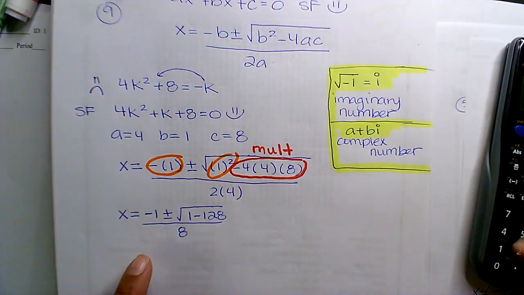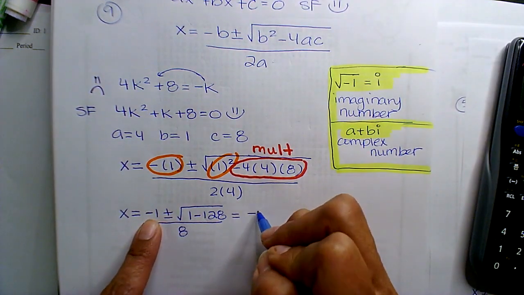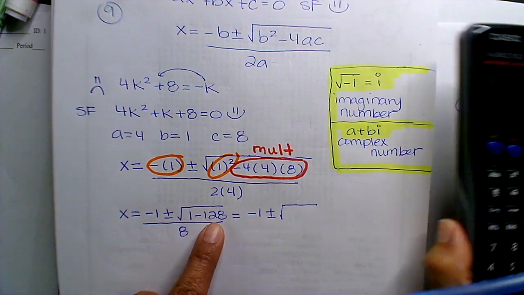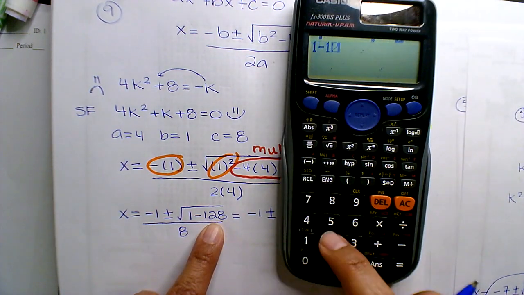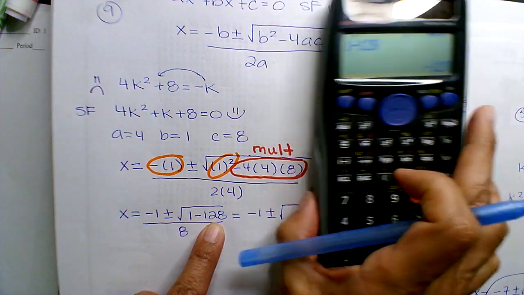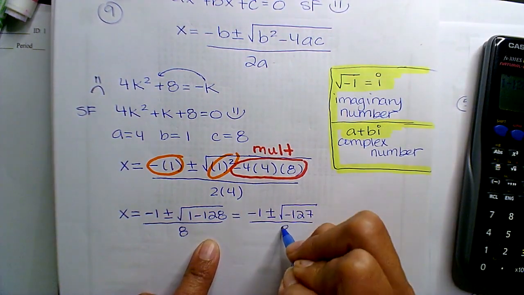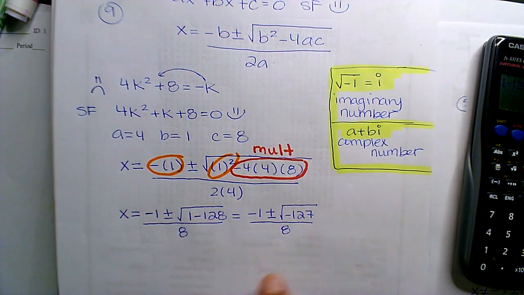Okay, one more step. Negative 1 plus or minus square root. What is 1 minus 128? Negative 127. And so this is why you're getting rejected right here. You cannot take a radical or the square root of a negative number because that's now an imaginary number. And your calculator doesn't give you i's, which is why you're getting rejected.